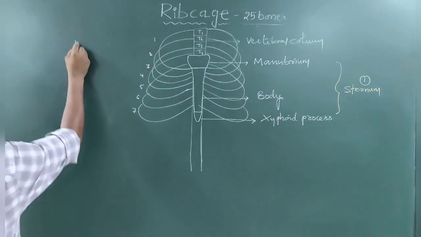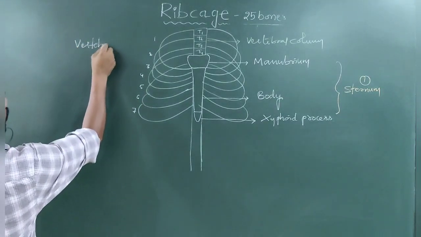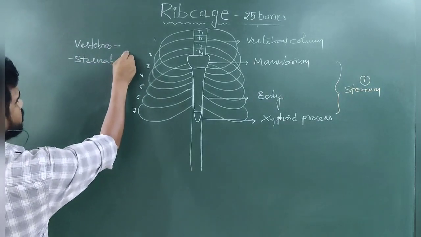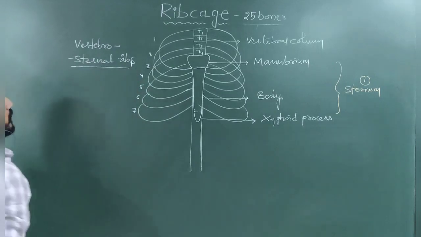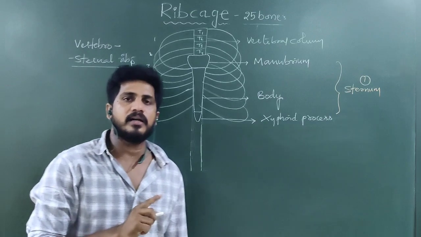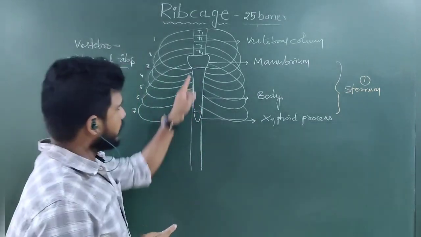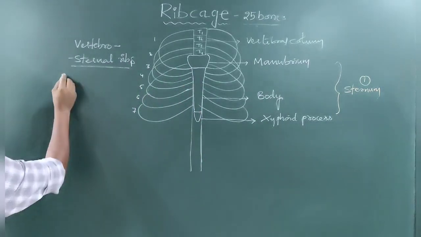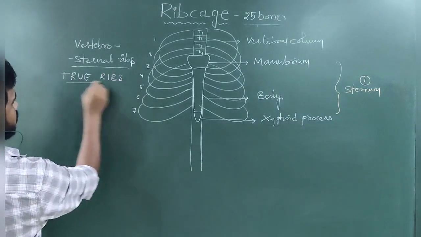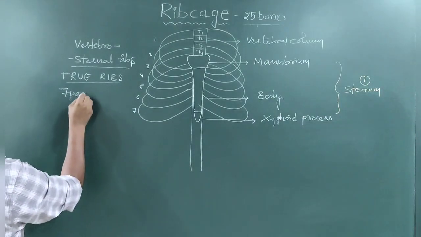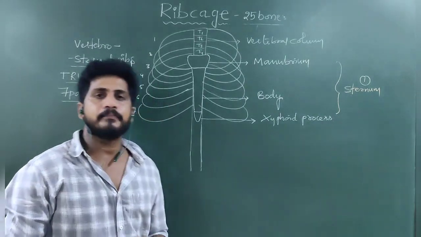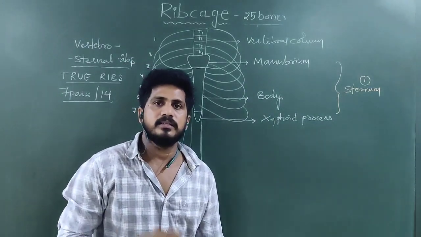That's why they are called vertebrosternal ribs. Why are they called vertebrosternal ribs? These are connected on the back side, that is the dorsal side, to the vertebral column and on the ventral side to the sternum. There is no deviation. Clear? That's why they are also called true ribs. How many true ribs are there? 7 pairs or 14. So this is the first informative data about the rib cage.